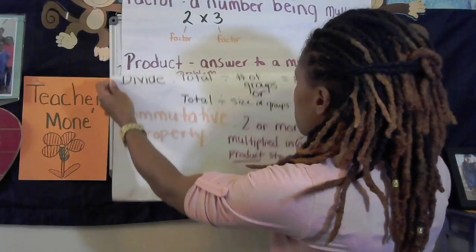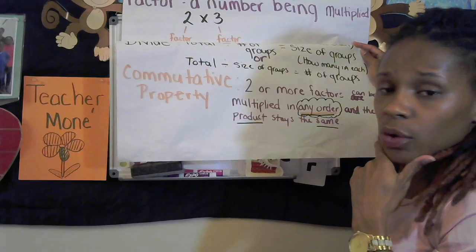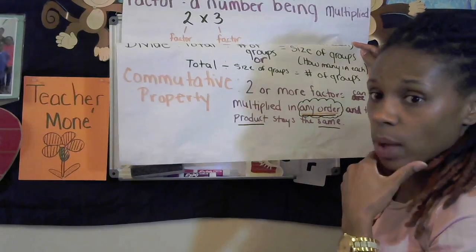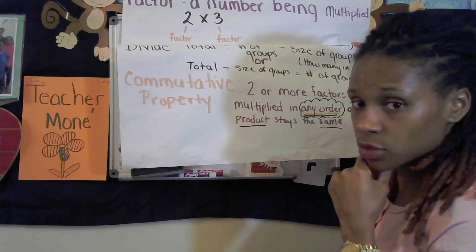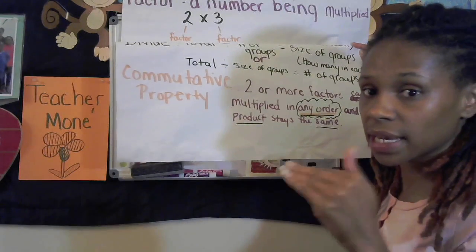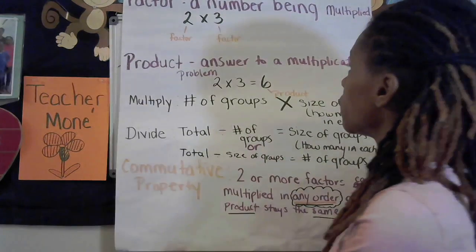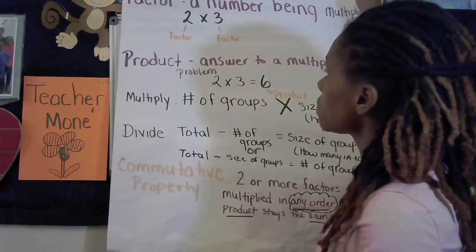And we talked about the commutative property. Okay? So the commutative property is essentially the reason as to why 3 times 4 and 4 times 3 are the same thing: you have 2 factors that can be multiplied in any order, and your product, or your answer to that equation, stays the same. Okay?